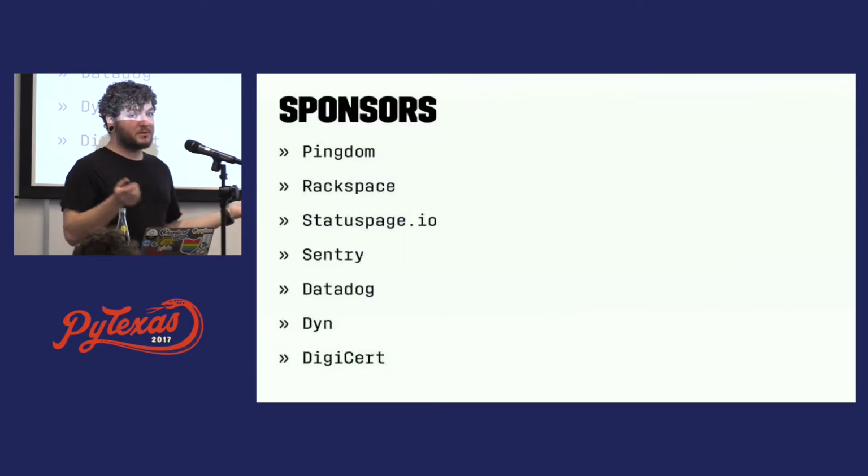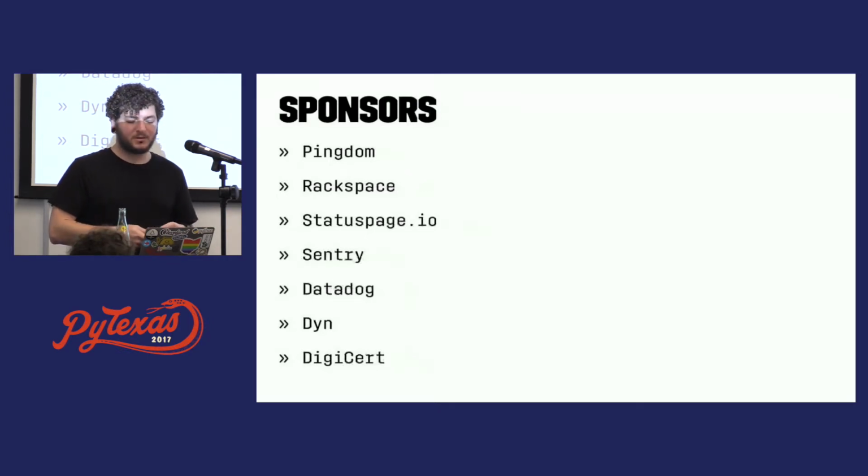And overall, there are some general sponsors that make all of this possible and have been longtime sponsors and made the infrastructure bits easier for the team. Pingdom for checking to make sure things are alive. Rackspace for providing the bulk of our backend hosting. StatusPage.io for communicating out to the community when things are going wrong or might be going wrong for longer than anticipated. Sentry for keeping track of errors as they come through the infrastructure in various ways. Datadog for stats and monitoring. Dyn for DNS. And DigiCert provides us with some high-value TLS certificates so that Python.org has that big green box instead of just a little lock icon.